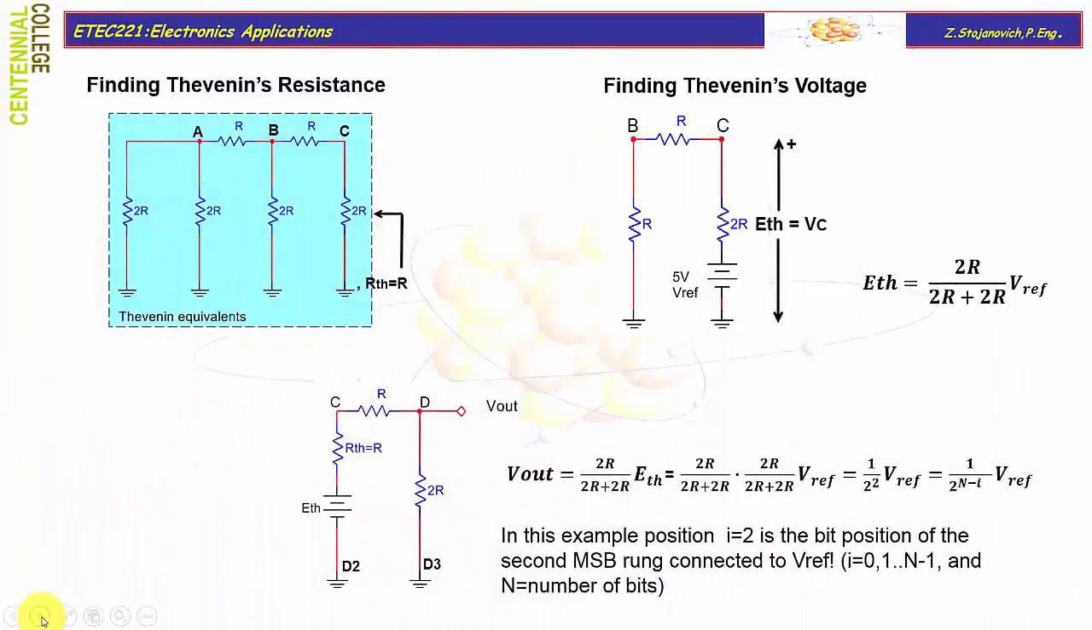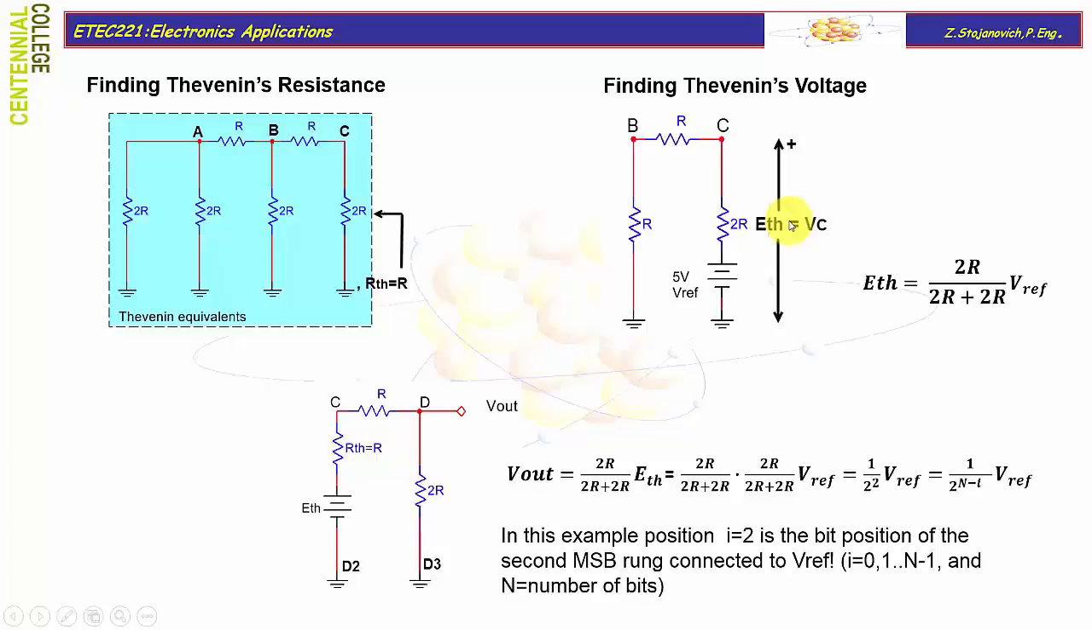Here we have a detail about finding the Thevenin's equivalence. In the first step, we are finding the total equivalent resistance, looking back into the network. For this purpose, the source Vref must be removed from the C branch. In this case, we have a simple terminated R2R network, which will give us a total equivalent resistance of R.